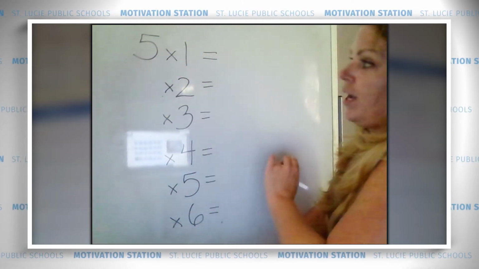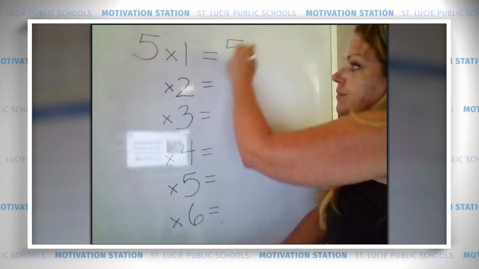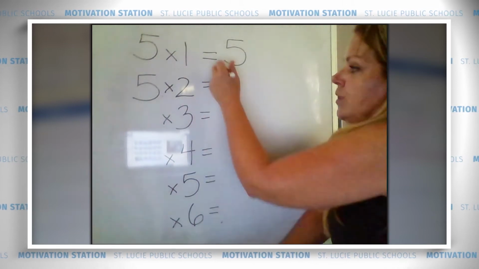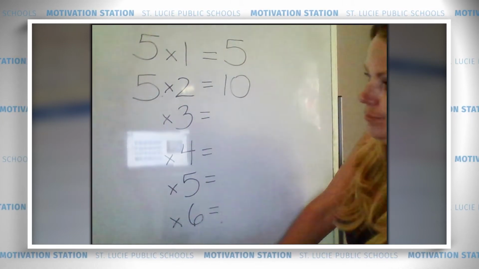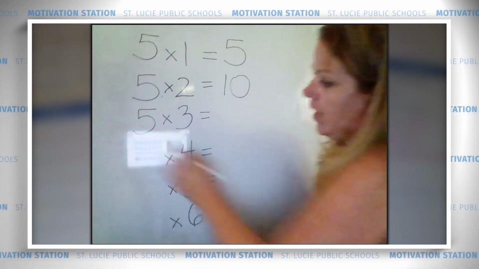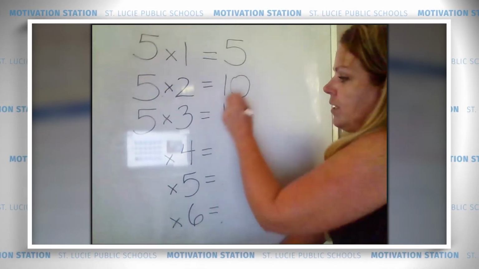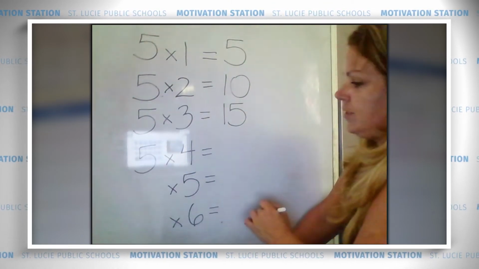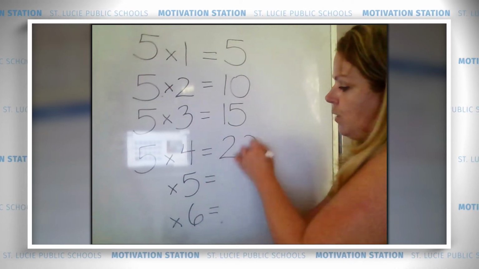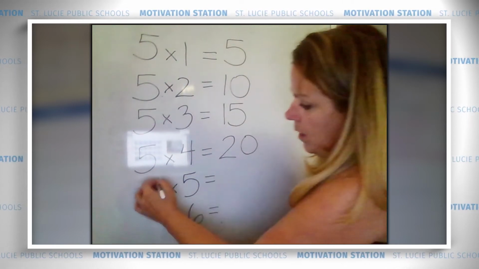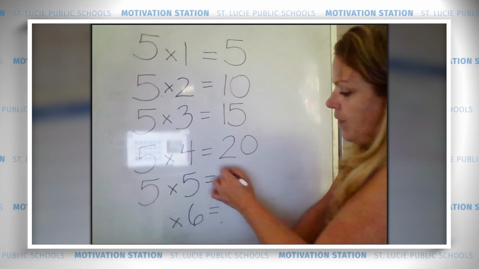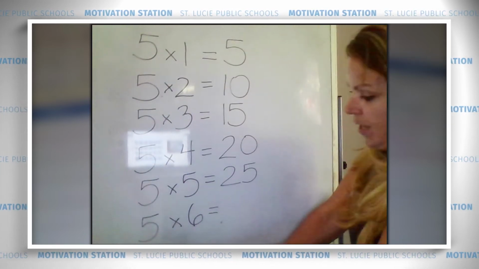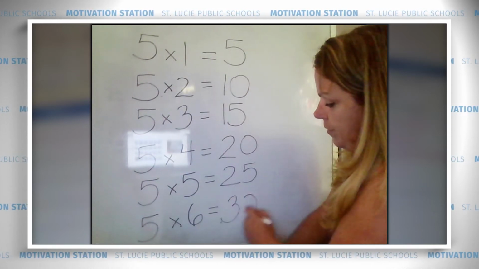So factor of 5 times a factor of 1 would give me a product of 5. Factor of 5 and a factor of 2 would give me a product of 10. Factor of 5 times a factor of 3 would give me a product of 15. A factor of 5 times a factor of 4 would give me a product of 20. A factor of 5 times a factor of 5 would give me a product of 25. And a factor of 5 times a factor of 6 would give me a total of 30.